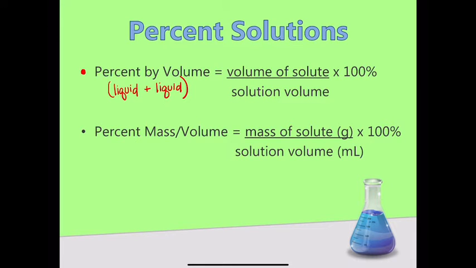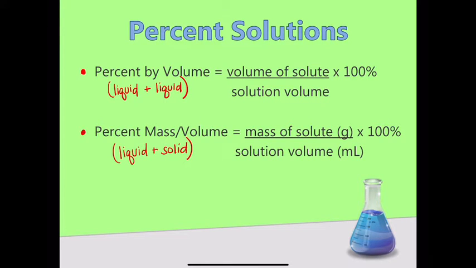Percent mass per volume is when you have a liquid plus a solid. So if you're introducing a solid in there for your solute, then you're going to have a percent mass per volume. All right, so let's talk about these for example.